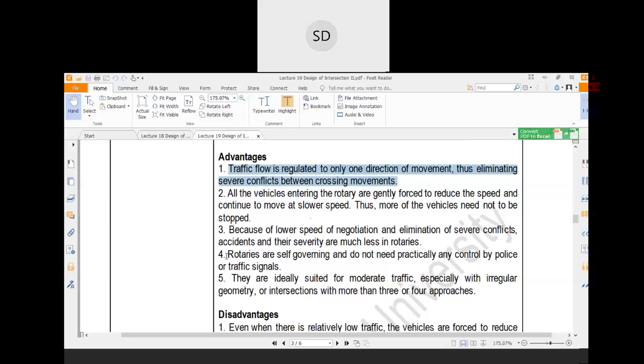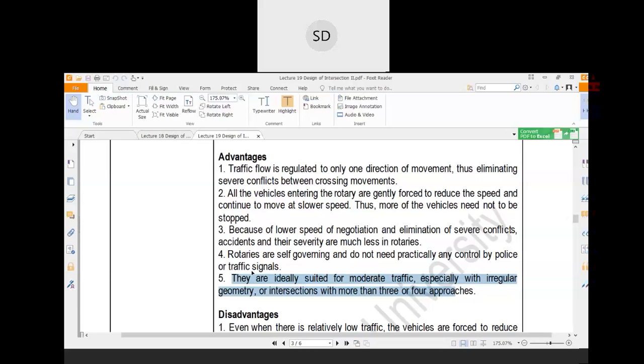Then rotaries are self-governing and do not need any control by traffic police or traffic signaling system, and they are ideally suited for moderate traffic, especially with irregular geometry or intersection with more than 3 or 4 approaches. In such cases, for the moderate traffic, you can provide the rotary intersection.